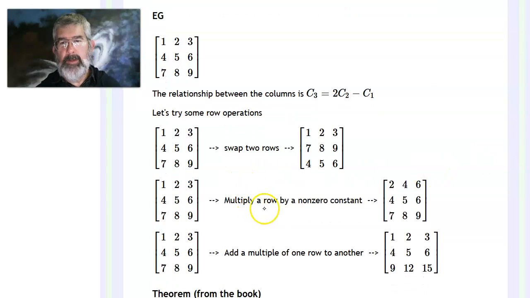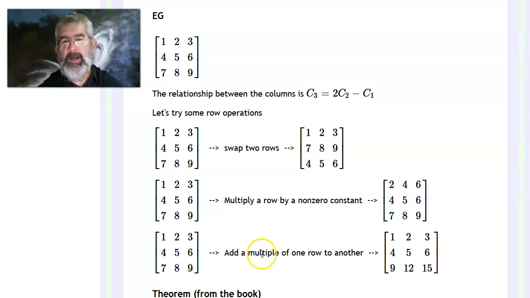another row operation. This time I'm going to multiply by a constant. What did I do? I multiplied the first row by 2. Right? So going from here to here, multiply the first row by 2. Is it still the case that the third column is 2 times the second minus the first? Well, the stuff down here didn't change. But now notice this 6 is 8 minus 2. Yeah, it is. Okay. So that didn't change the relationship between the columns.